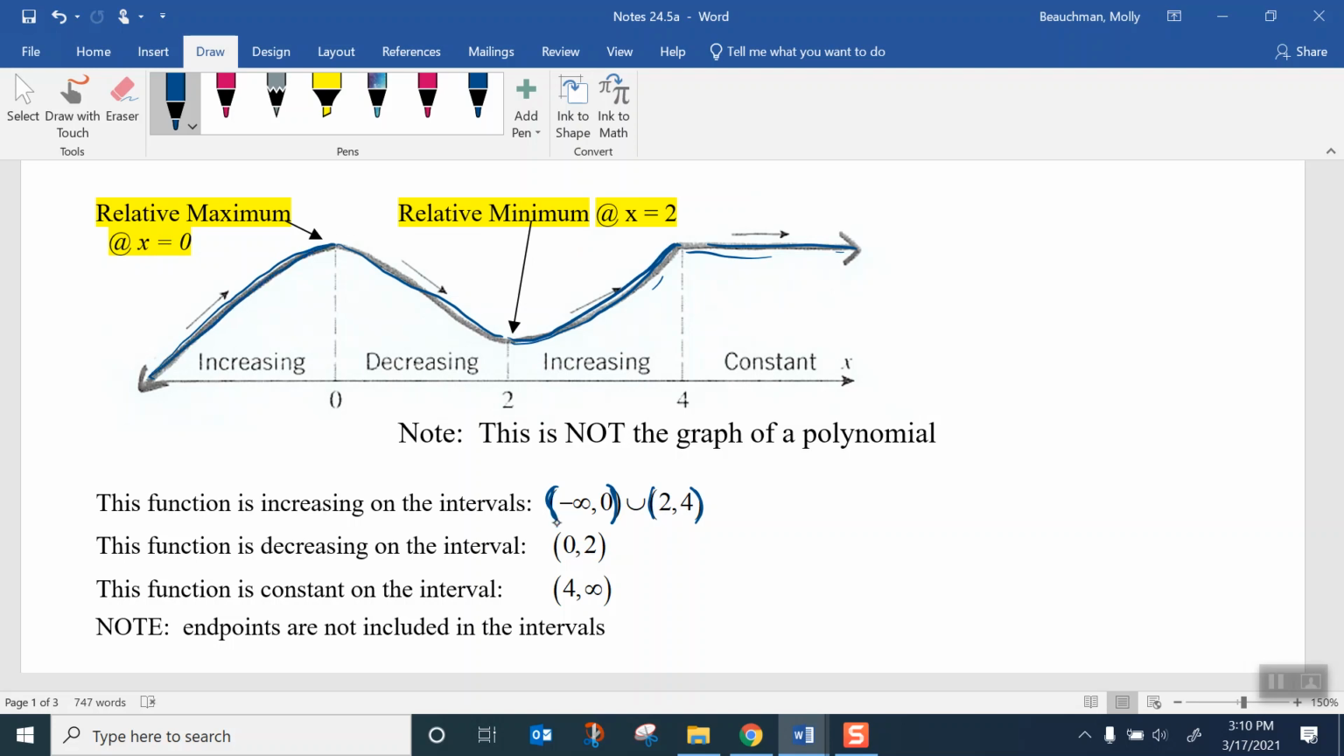Then the function is decreasing on the interval from 0 to 2. Notice, open interval because it's not increasing or decreasing at 0 or 2. Those are relative extrema. Then the function is constant on the interval from 4 to infinity. And again, 4 is not included in the interval.